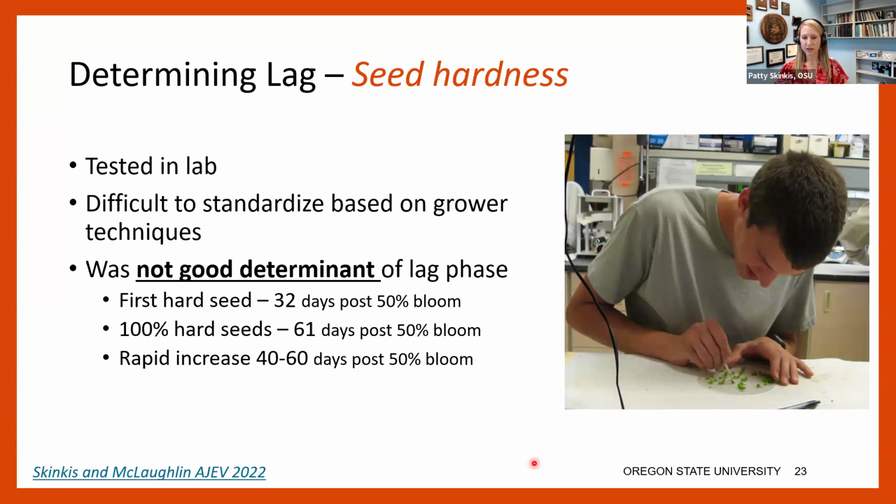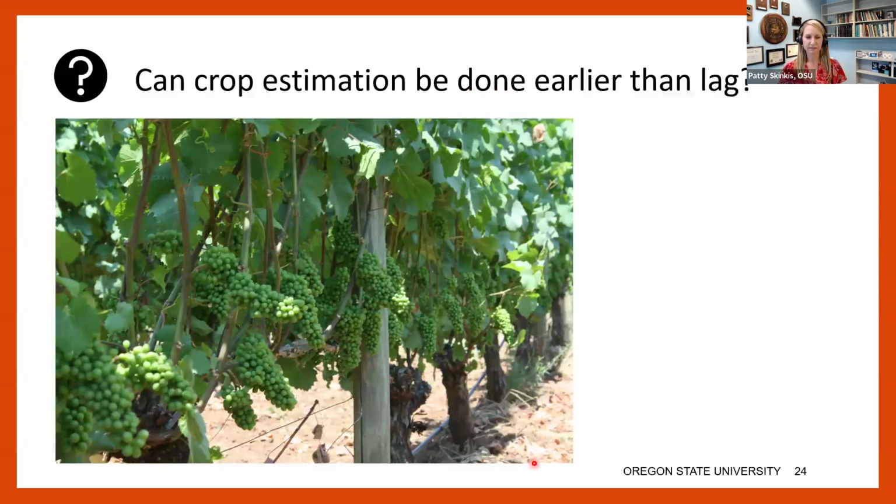And in that range of 40 to 60 days, there was a huge, very rapid increase in percent of hard seeds. So for a grower to functionally be able to figure out 50 to 75% hard seed tips would be very difficult. So we kept collecting this data, but it just reinforced that it's not a very good measure on a practical level to determine when you're in lag phase.